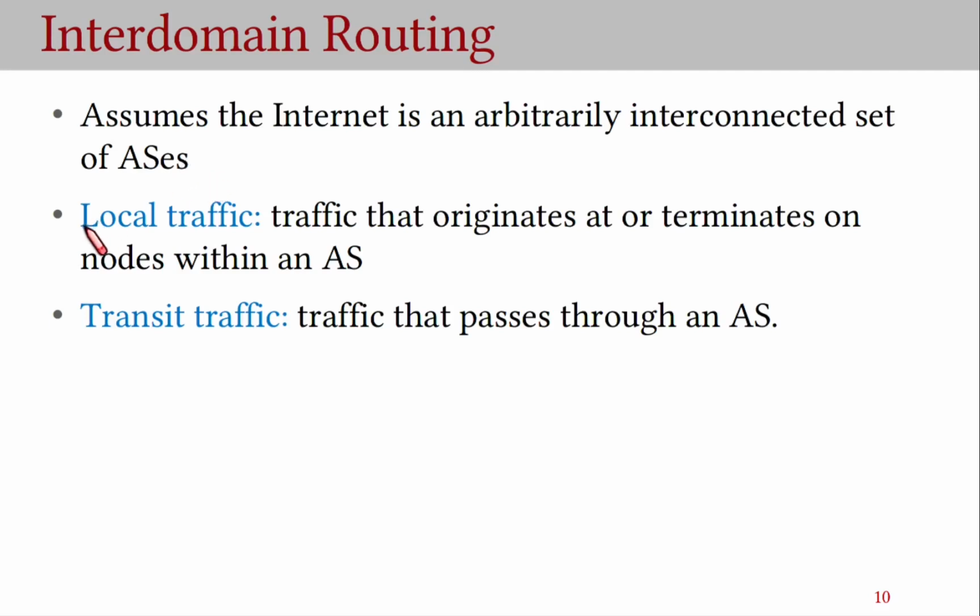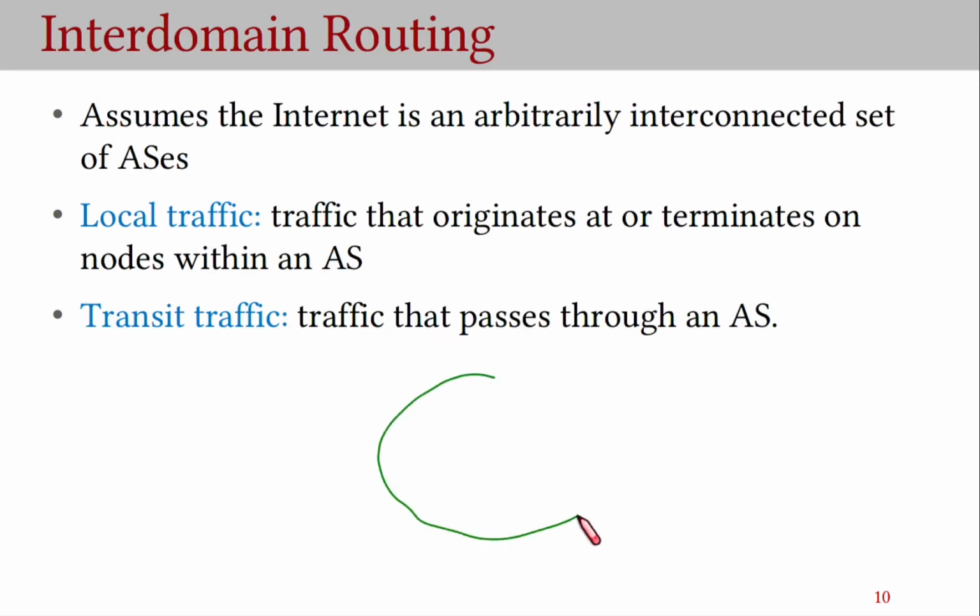The first term we're going to define is local traffic. We call traffic local traffic if it originates inside an autonomous system or it's going to terminate within an autonomous system. And traffic is called transit traffic when the traffic passes through an autonomous system.